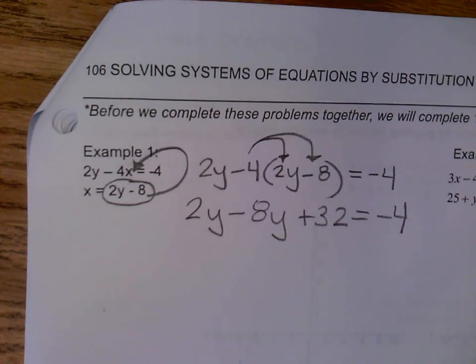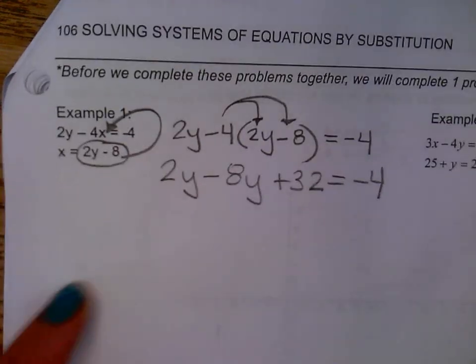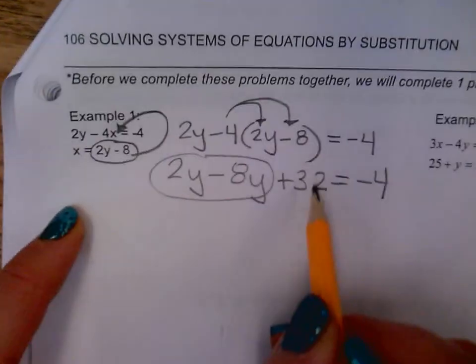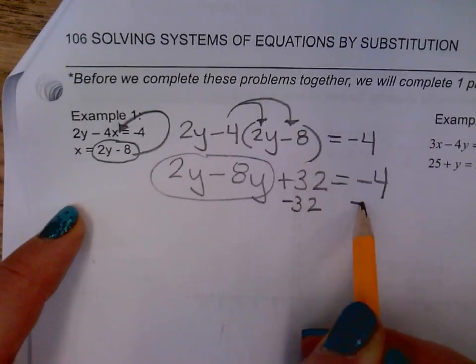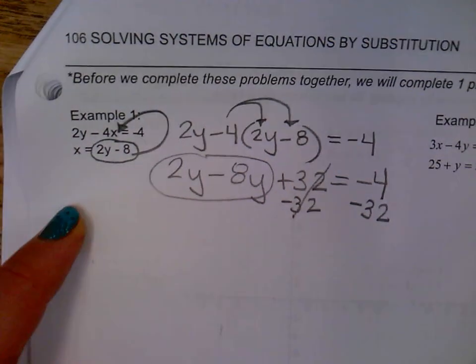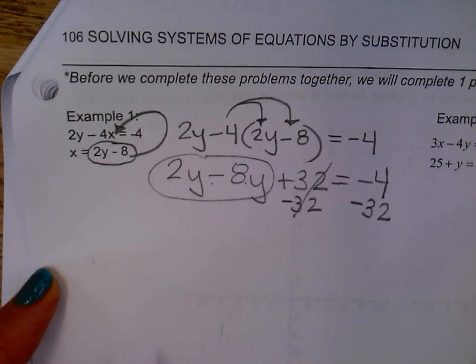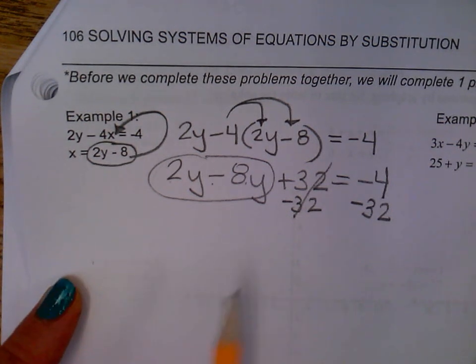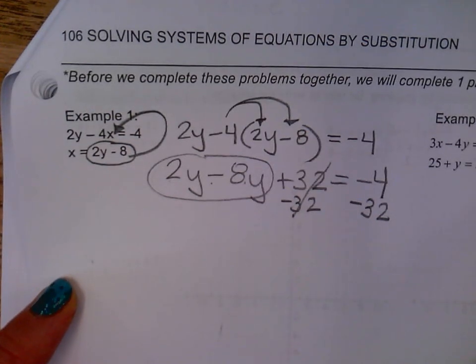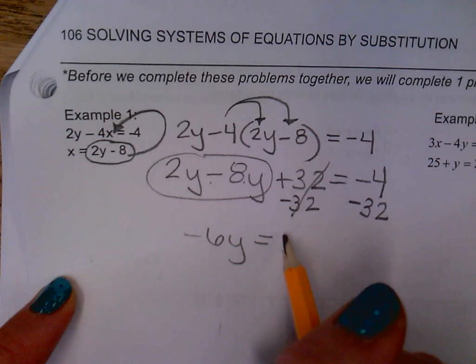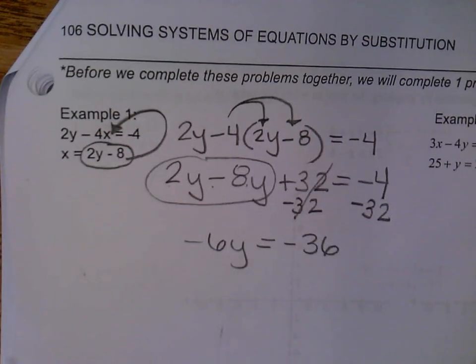All right, what's my next step? Sure, let's combine our like terms, and we can also subtract the 32, I think, in the same step. So I moved that to the other side. What if I have 2 and I subtract 8? How many y's would I have? Positive 2 minus 8. Negative 6y, and I end up with negative 36 because negative 4 minus 32 is negative 36.